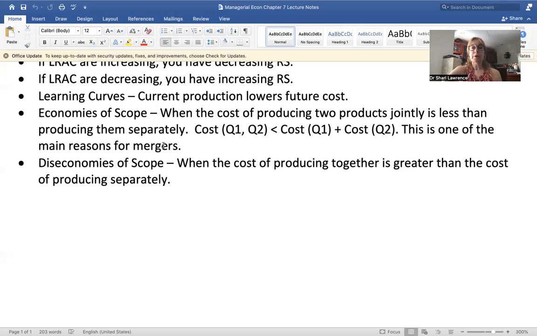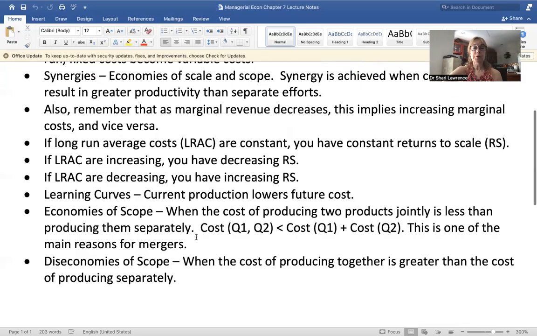This is one of the main reasons why companies merge. A company will buy another company out, or they'll merge. You tend to think of a merger as companies of equal size coming together, but a lot of times a merger is simply a company buying another company. Anyway, companies acquiring other companies and also companies merging is one of the main reasons for mergers, because companies want to achieve economies of scope, this efficiency of producing things together. Then obviously diseconomies of scope would be if the cost of producing together is greater than the cost of producing separately. This chapter is pretty short.